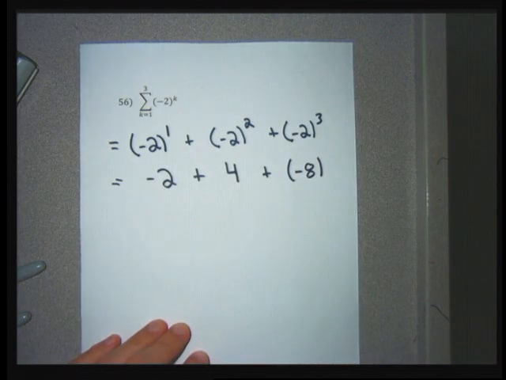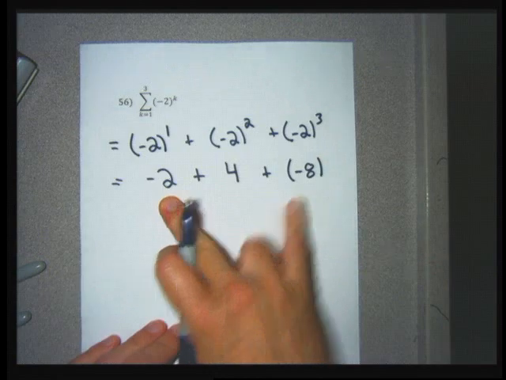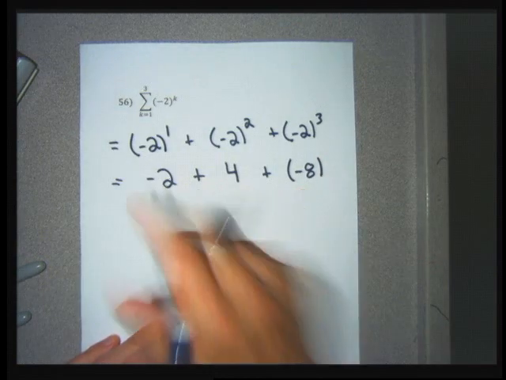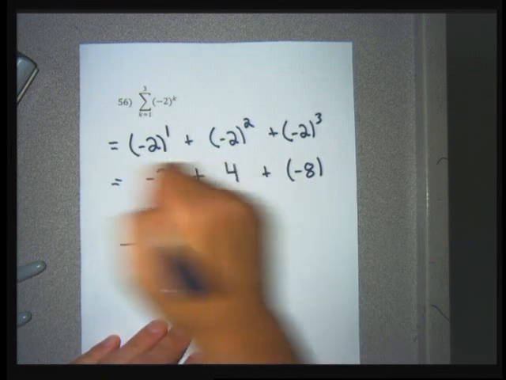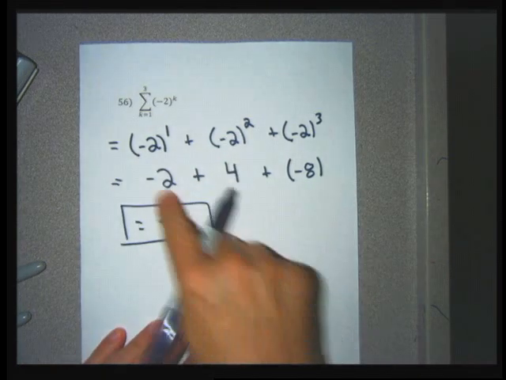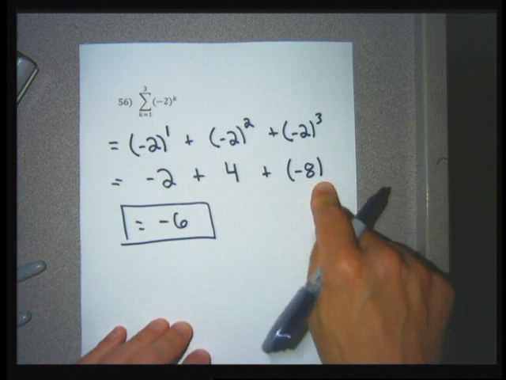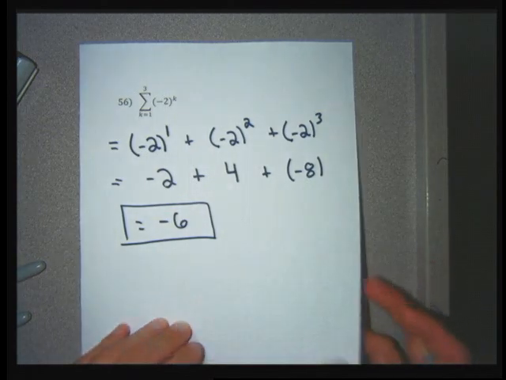Simplified. Now I'm going to simplify this. Negative 2 and negative 8 is negative 10, plus 4 is negative 6. I believe the answer to 56, done without my calculator, is negative 6. If you can't add that string of numbers, then you might want to use your calculator just to make sure.